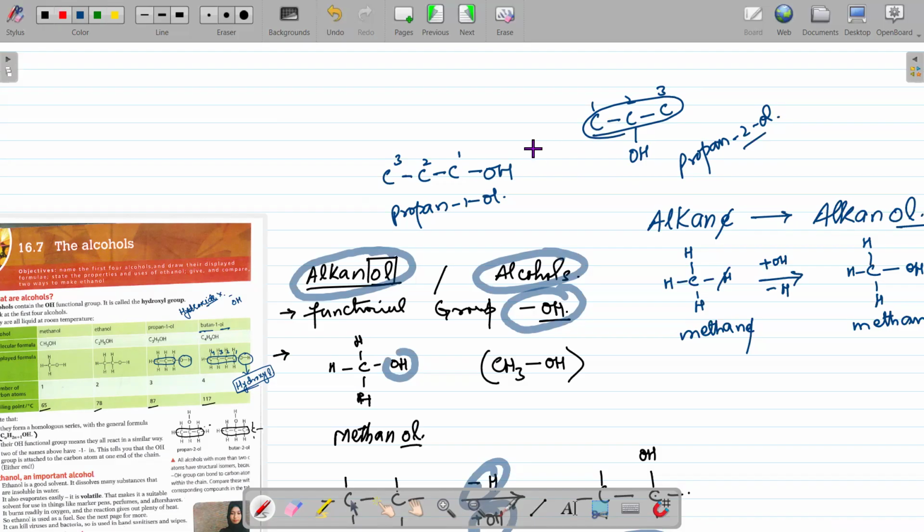So they are isomers of each other. And what's the difference in them? The difference is their position. So that's why they are called position isomers. Is it clear? Yes. Okay.